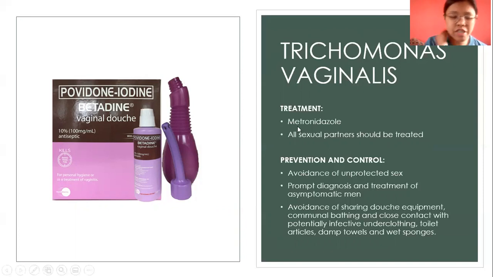Then, prevention and control: avoidance of unprotected sex, prompt diagnosis and treatment of asymptomatic men, avoidance of sharing douche or douche equipment, communal bathing, and close contact with potentially infective underclothing, toilet articles, damp towels, and wet sponges.